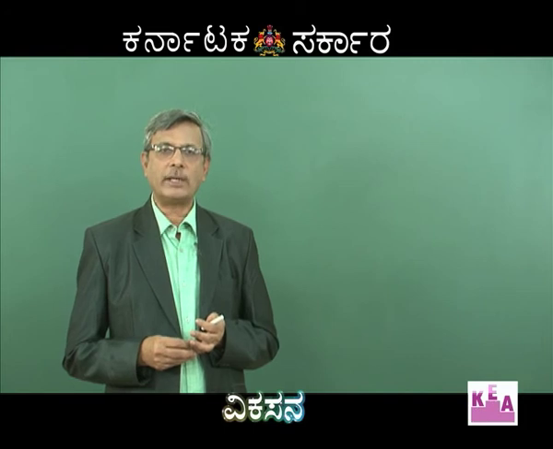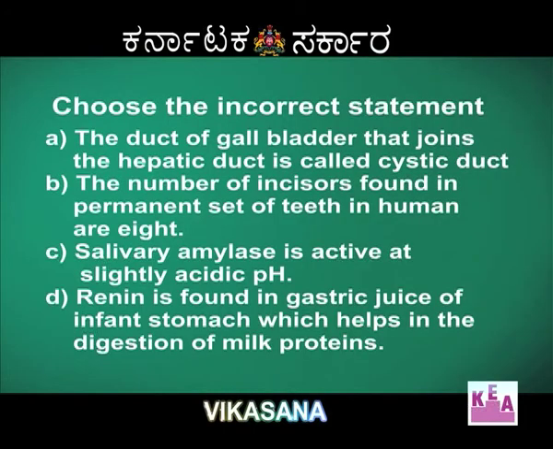Now we move on to the next question. Choose the incorrect statement. Option 1. The duct of gallbladder that joins the hepatic duct is called cystic duct. This is correct statement, thereby it is not our answer.